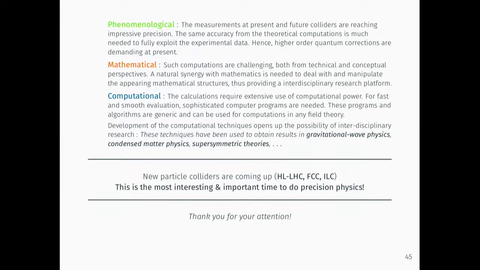So I would conclude by saying that this is a very interesting time to do precision physics.